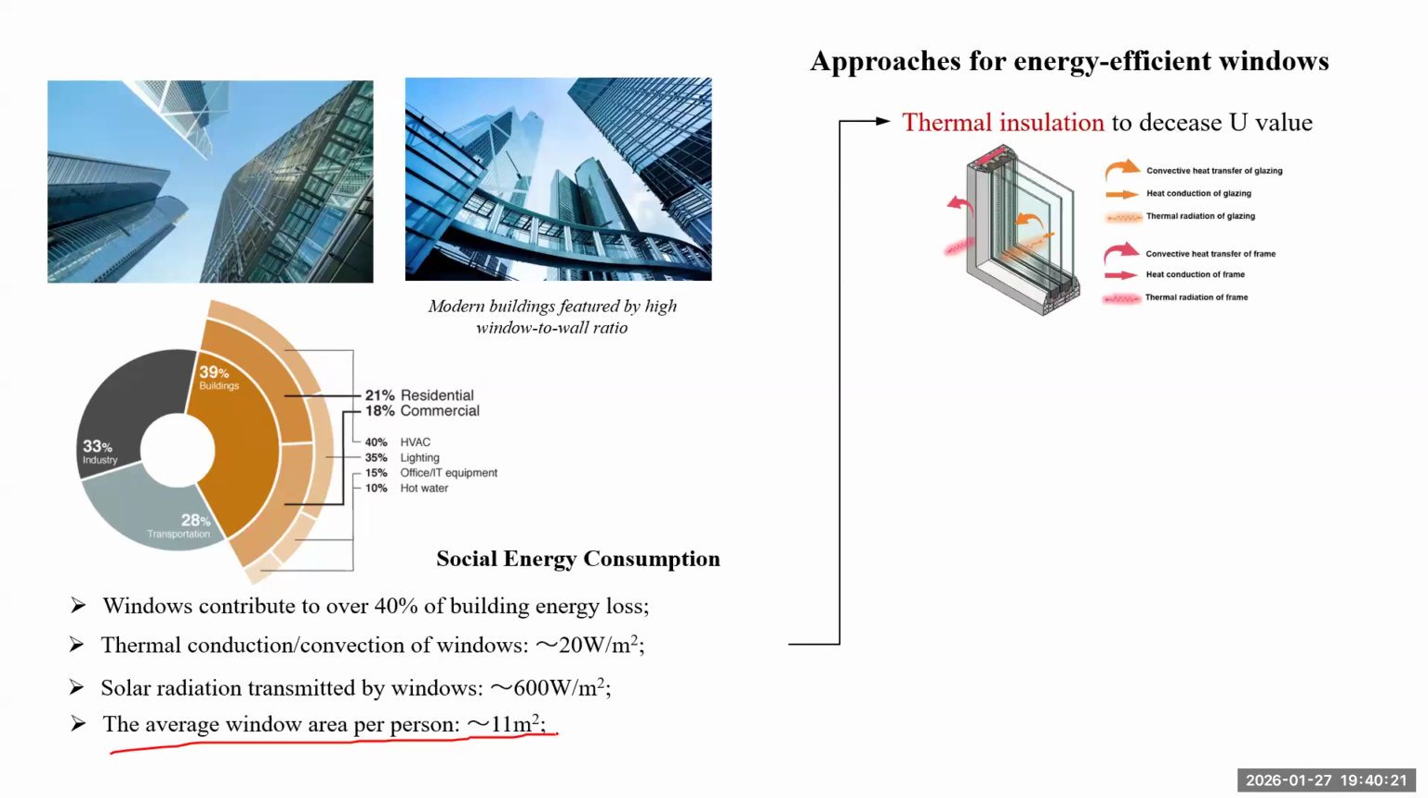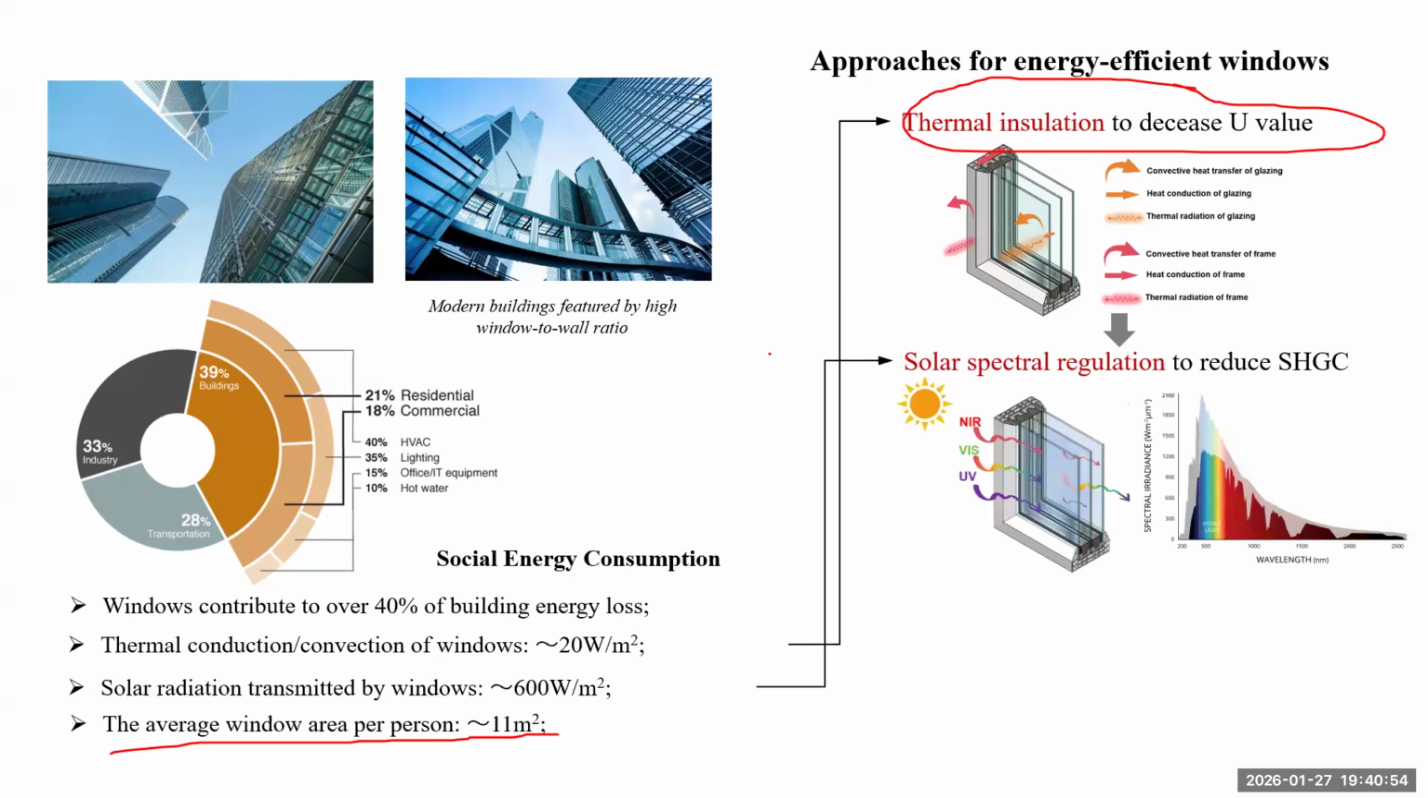So the approaches, I think the first is to decrease the U value. What other strategies are there, like double glazing, triple glazing, even vacuum glazing? Several layers with air gaps to decrease the U value. This is especially for northern cities with cold climates, which have to consider thermal insulation to decrease the U value.